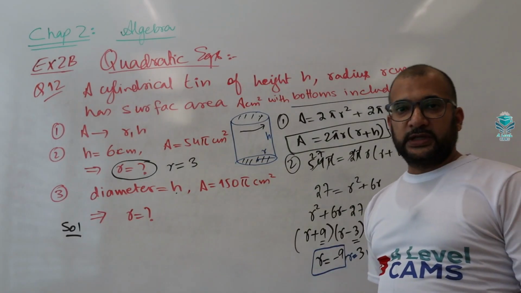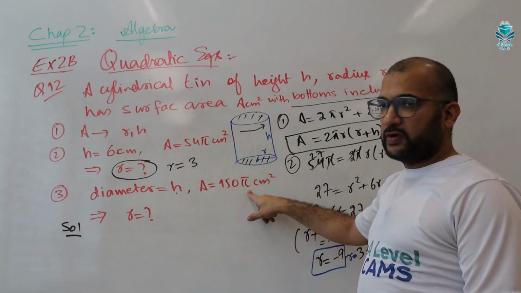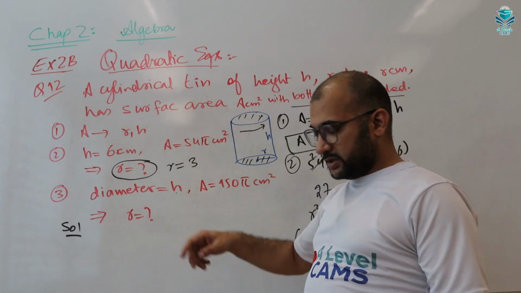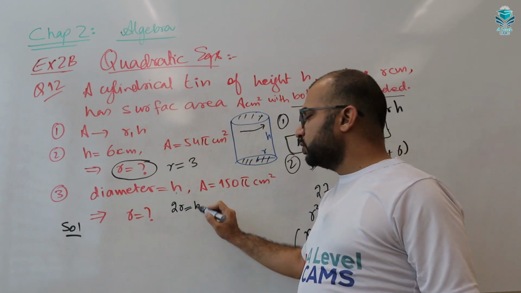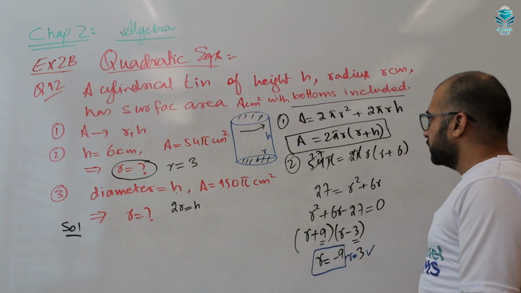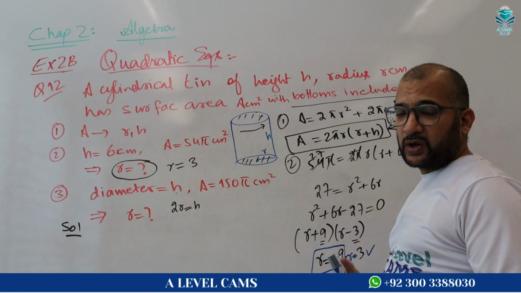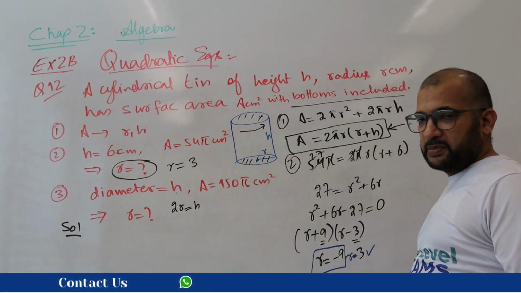Now we solve the third part. In the third part, we are given that area equal to 150 pi and diameter is equal to h. It means the information given to us is 2r equal to h. So dear student, we have to find the value of r. So we convert this equation either in h or r. Then we have an equation in one variable and then it becomes easy to solve.